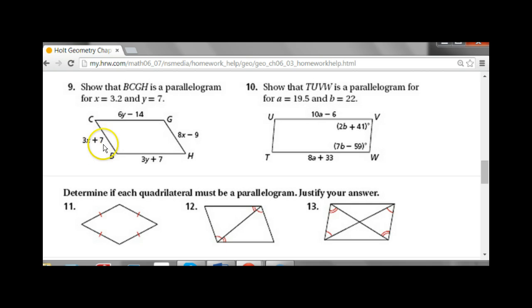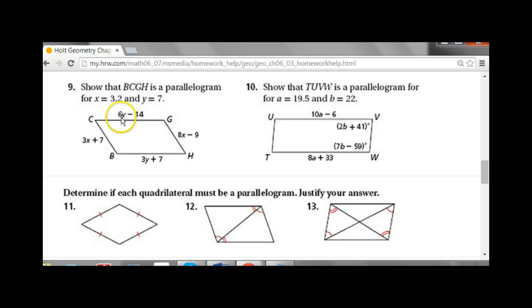Okay, typing this in on my calculator. Of course, I expect you to be doing the same. You can use your phone if that's the only thing you have handy. Typing 3.2 in for x, we get 16.6 for BC and 16.6 for GH. So we should write BC congruent to GH.